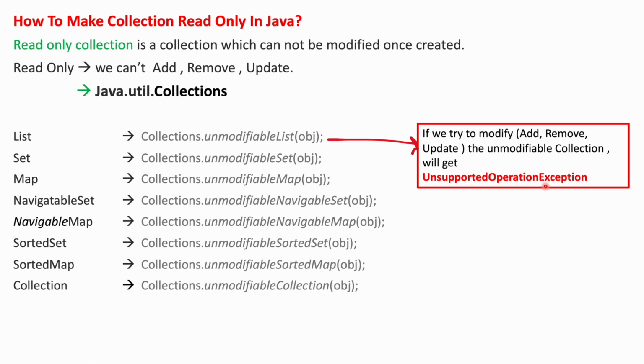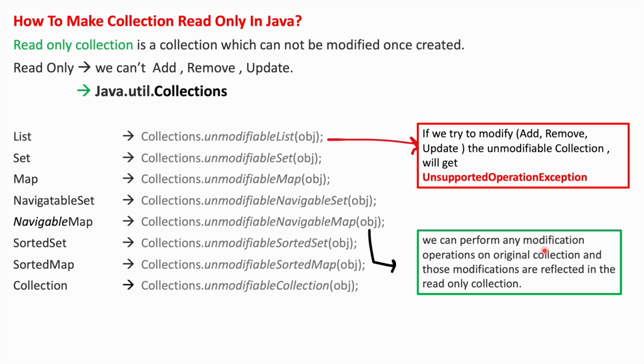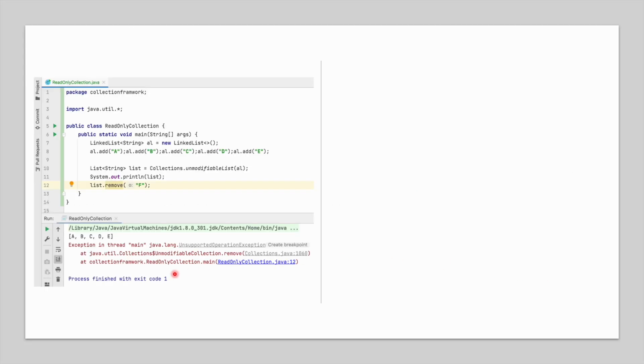Consider we have an ArrayList and it has 5 elements. We have created an unmodifiable list object, so this unmodifiable list also will have 5 elements. Now if you perform any operations on the original object, what will happen? Will those changes be reflected in the read only object or not? Yes, if you perform modification operations on the original collection, those modifications are reflected in the read only collection.